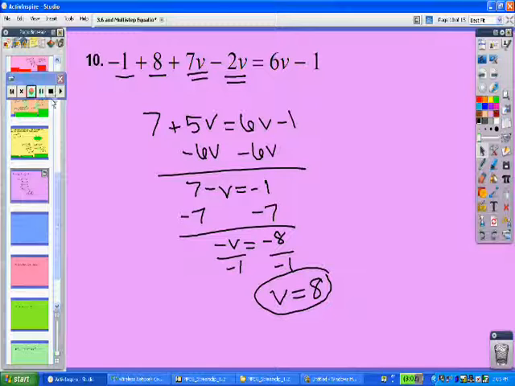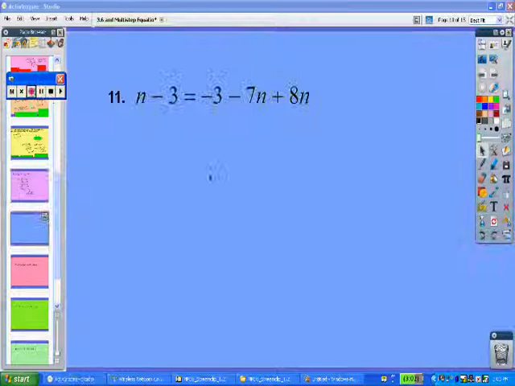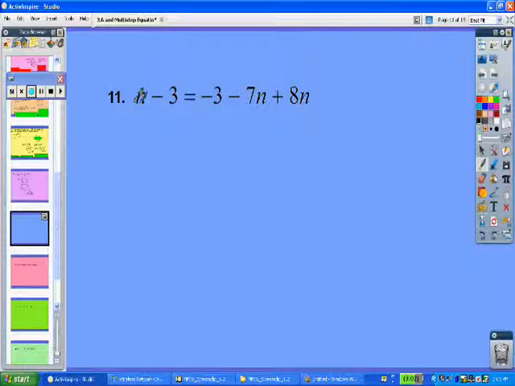Alright, let's look at another equation on the next slide. Okay, no parentheses again, but I can definitely just combine like terms. So nothing on the left-hand side. On the right-hand side, I have negative 7n plus 8n. So that would give me 1n. Bring down the rest of the problem.